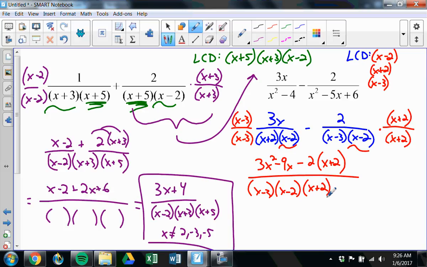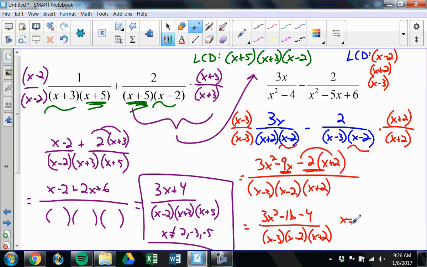I'll keep simplifying the top, so I get 3x squared, negative 9x, minus 2x is negative 11x, and then negative 2 times positive 2 is negative 4, all over x minus 3, x minus 2, x plus 2, and x cannot be 3, 2, or negative 2.